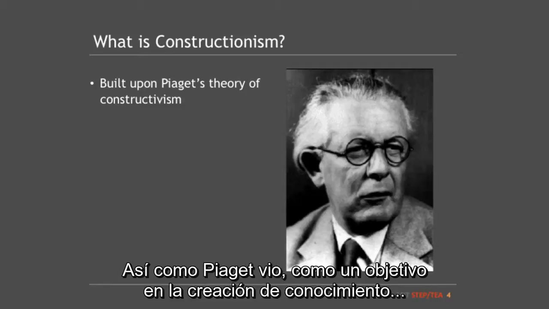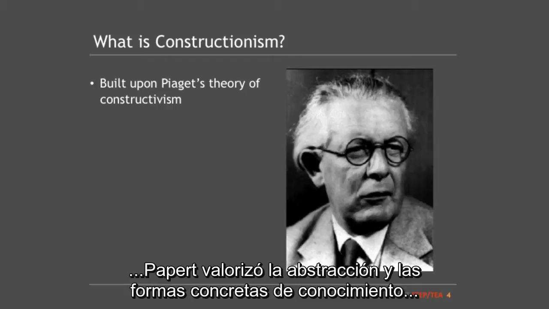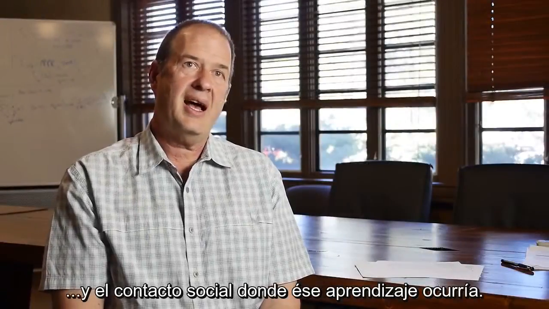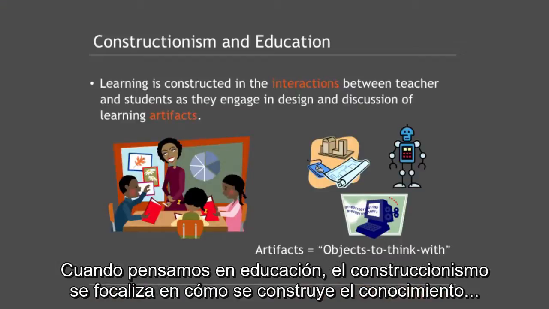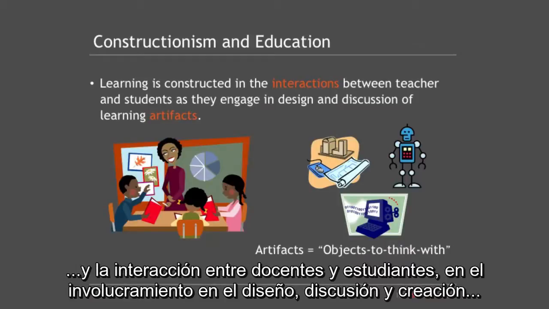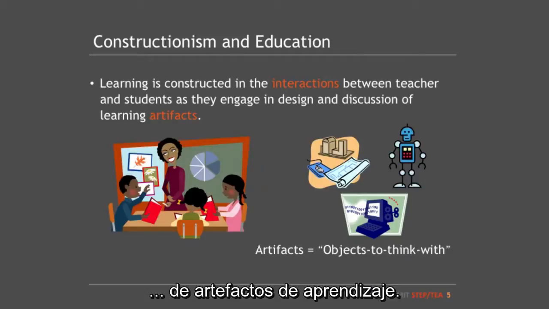But whereas Piaget saw a formal abstraction as the goal of knowledge construction, Papert valued both the abstract and concrete forms of knowledge and the social context where such learning occurs. When we're thinking about education, Constructionism focuses on how learning is constructed in the interactions between teachers and students as they engage in the design, creation, and discussion of learning artifacts.